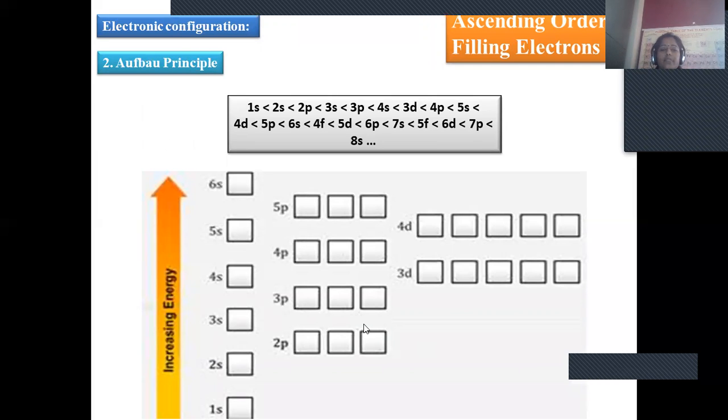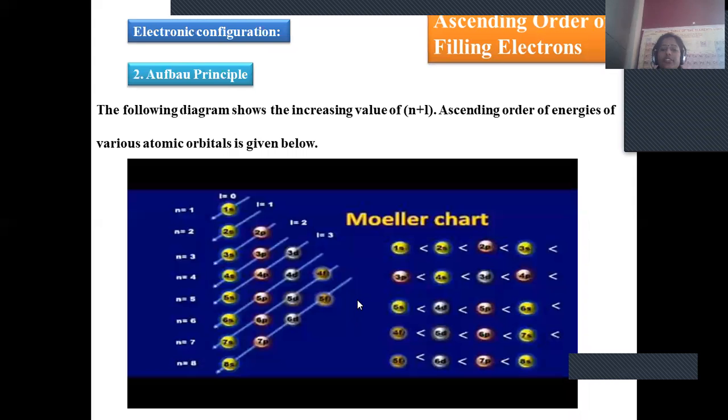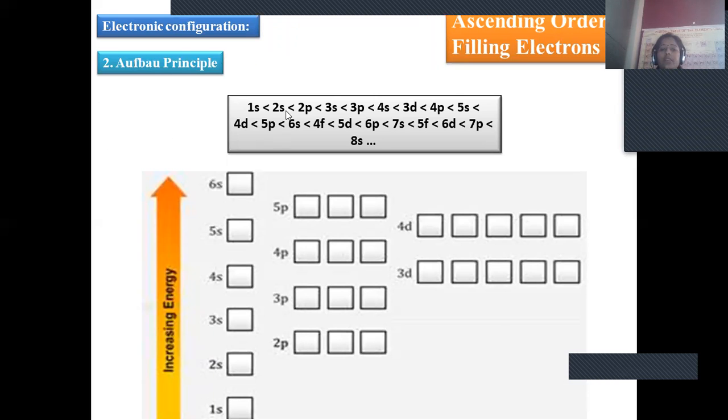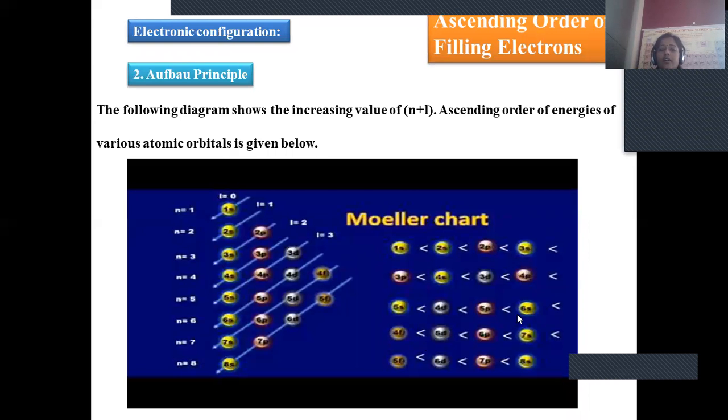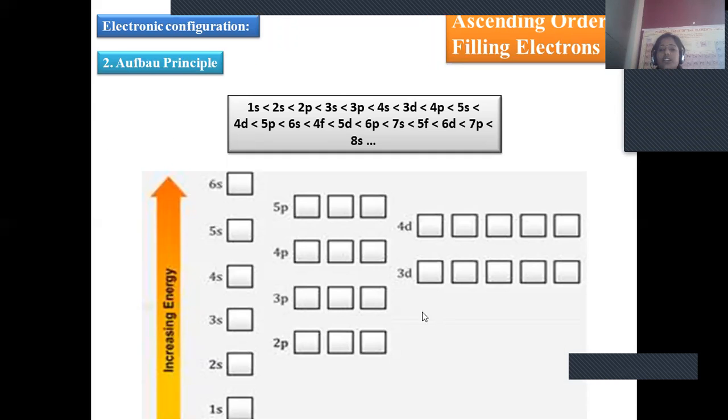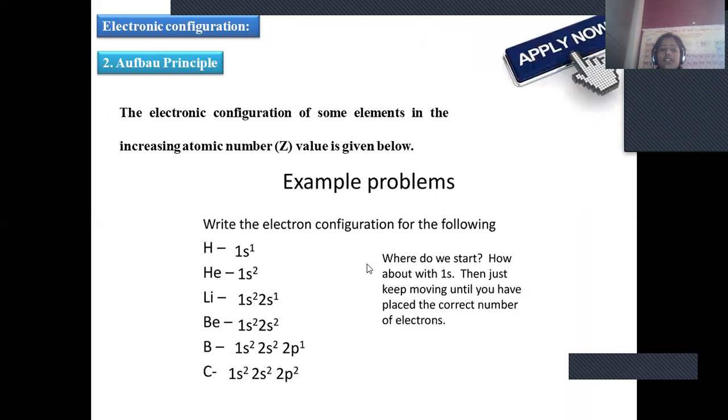And this is another representation. The same orbitals are represented in a different manner also. First the 1s orbital is filled, next 2s, next 2p, next 3s, next 3p, followed by 4s. After filling 4s, you have to enter into 3d. So this is what is given by this Moeller chart, right? Again, we represented the increasing order of filling of electrons, the ascending order provided in the Moeller chart, in a different manner. So this is for the Aufbau principle.